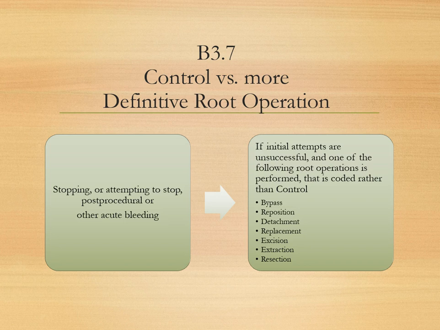So if they were able to control the bleeding using what's defined as control, then life is good. You code control. But if they have to do a bypass to stop the bleeding, or a detachment to stop the bleeding, or an excision to stop the bleeding, then you're going to code that root operation instead.